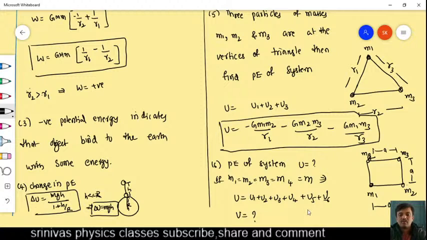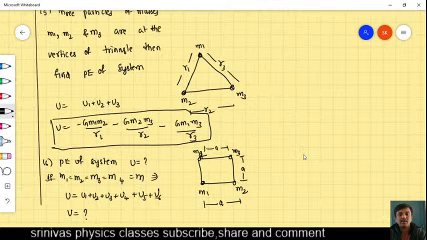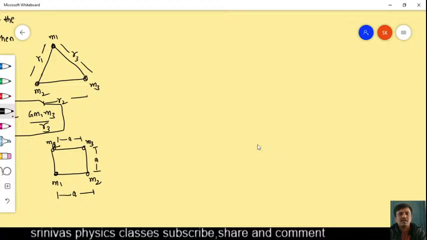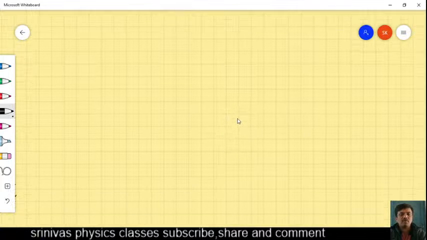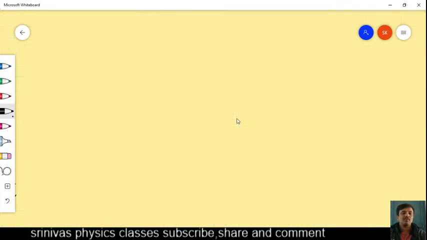Now the next topic I am going to start. This continuation you can follow. Now I am going to explain the next topic, and that is very, very important in this chapter. In this chapter, the most important topic I am going to start now. You listen very, very carefully. What is that important topic? I am going to derive the escape velocity formula and orbital velocity formula. What is escape velocity and what is orbital velocity?